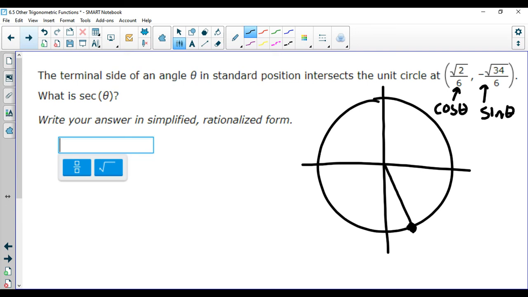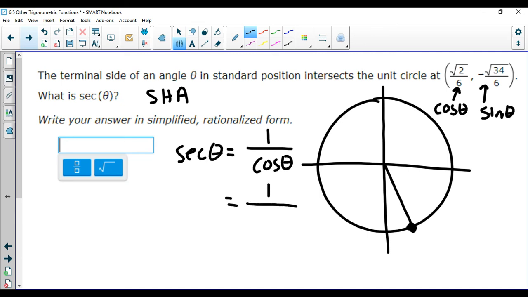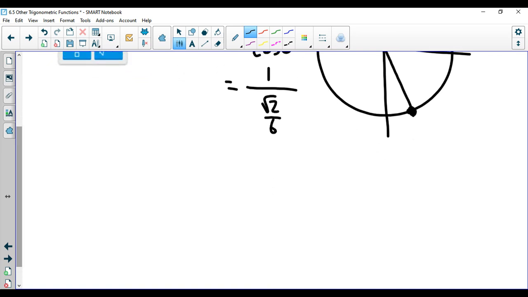So let's remind ourselves, secant came from our acronym SCH. It's one of the reciprocal trig functions. The other way to think about secant of an angle is, what is it actually the reciprocal of? It's the reciprocal of cosine of an angle. And so since it's the reciprocal of cosine of an angle, that would actually be the easiest way to go about this question, that we would have 1 over cosine of the angle. So it's 1 over the square root of 2 over 6. And we have another situation where we should multiply by the reciprocal, and we'll get 6 over root 2.